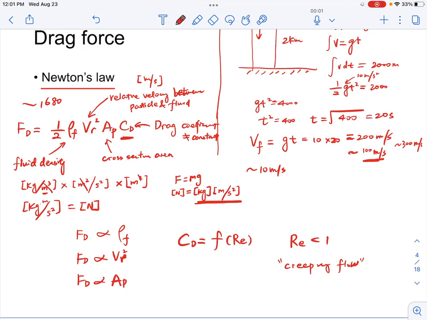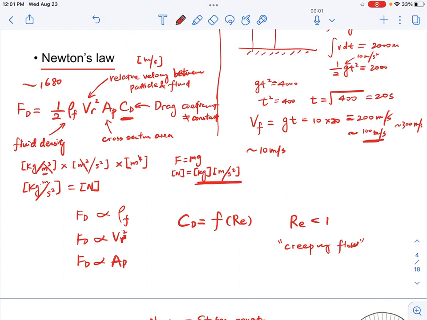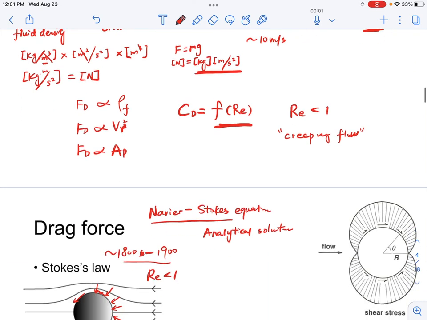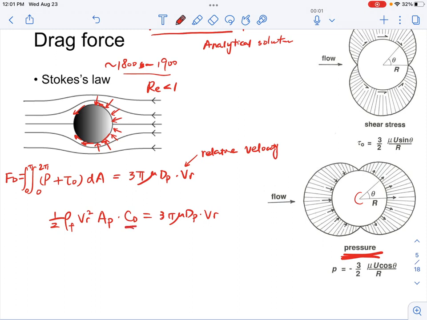The drag coefficient is a strong function of the Reynolds number. So what if we calculate the drag coefficient under this creeping flow? We can do that by equating these two different forms of the drag force: 1 over 2 rho f Vr squared AP multiplied by CD equals 3 pi mu dP multiplied by Vr. We are trying to calculate CD.